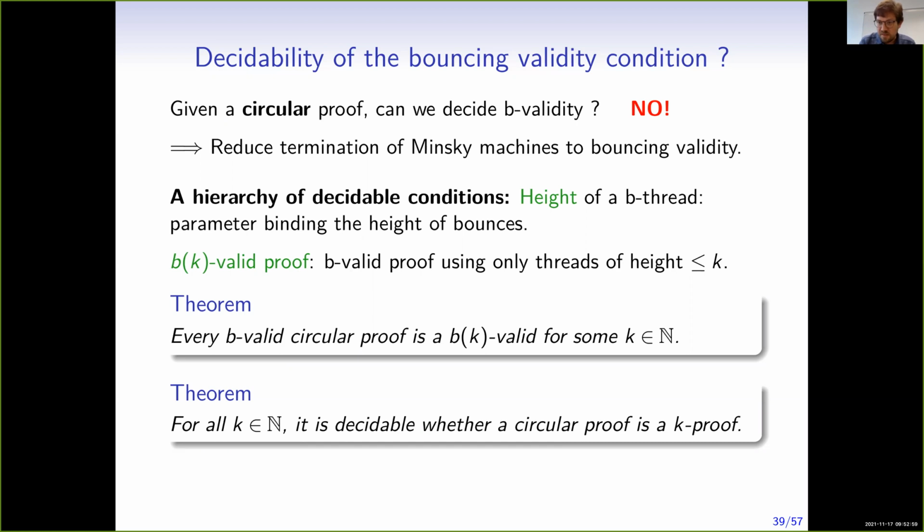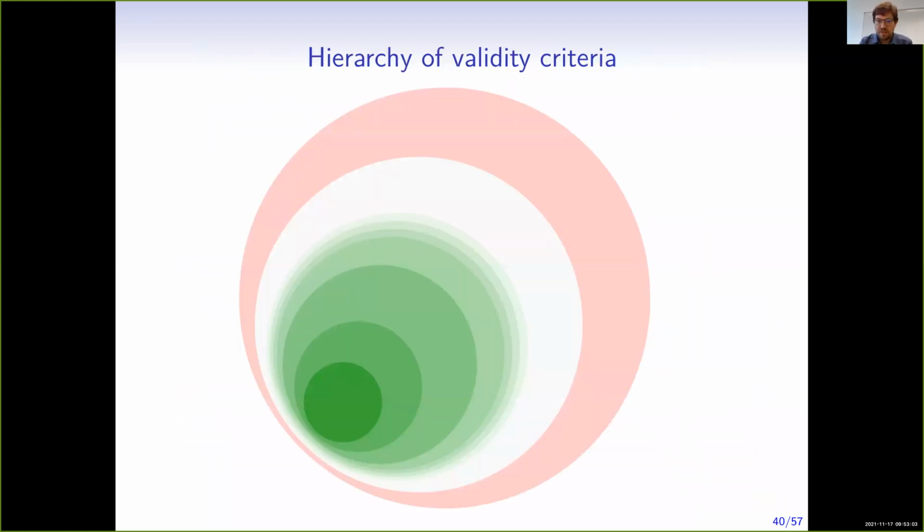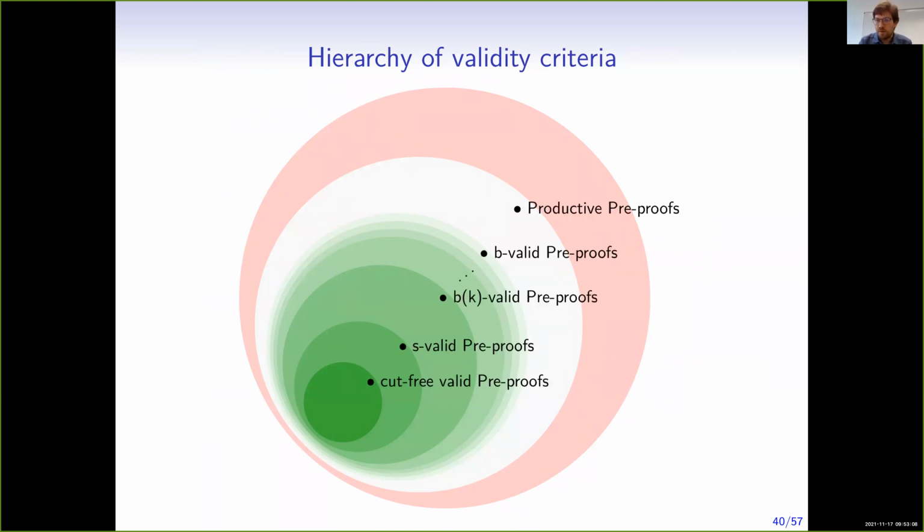So this is decidable, and it gives us a semi-decidability property for bouncing validity. So in this way, we have a hierarchy of validity conditions. Okay, so cut-free valid pre-proofs, the straight valid pre-proofs where threads only move up, then the various BK valid proofs that approximate the bouncing valid proofs, and then here we are in some position where we lose decidability.